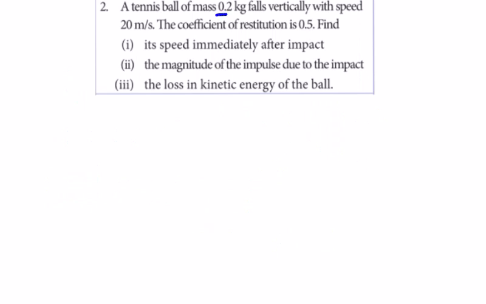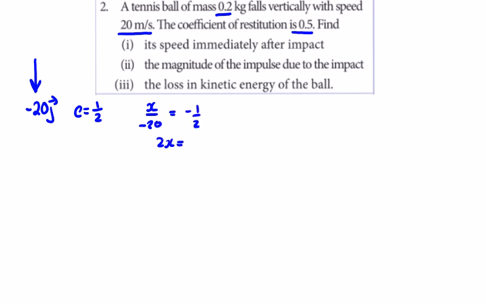Question 2 covers the same kind of thing. Coming down straight, speed of 20, coefficient of restitution is 0.5. So it's coming down, so it's going minus 20 in the j direction. Coefficient of restitution is given as a decimal, so we call it a half. We put in after over before is equal to minus e. So 2x is 20. So we're going back up in the j direction, positive 10j.